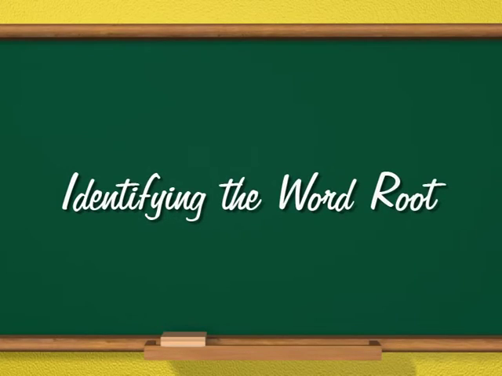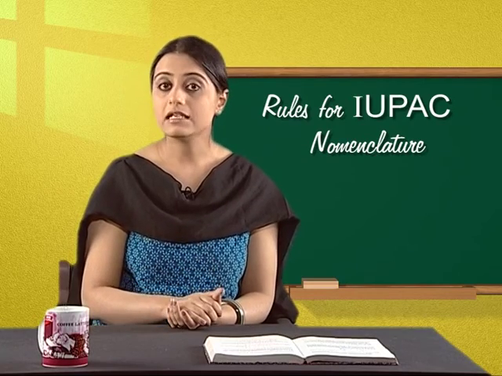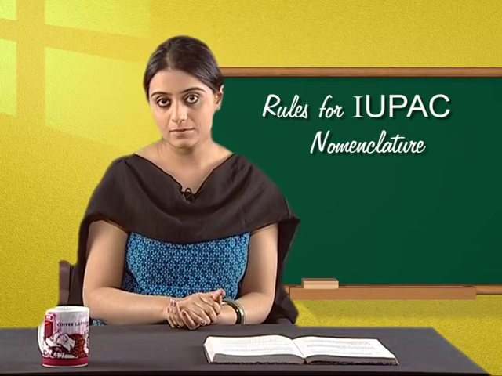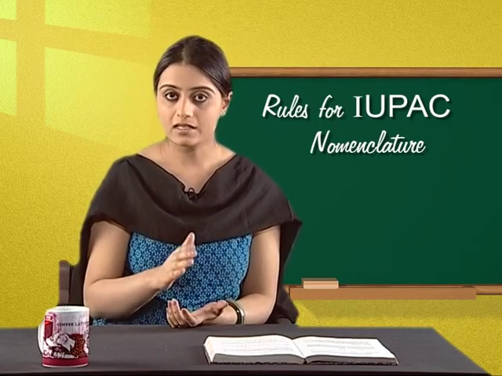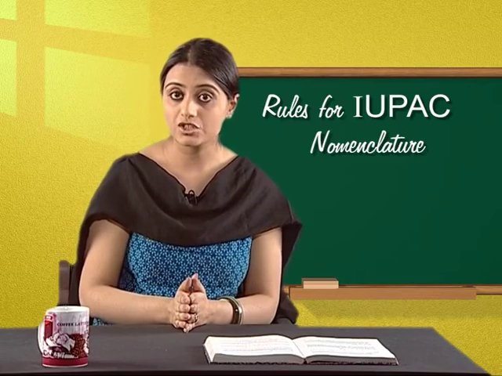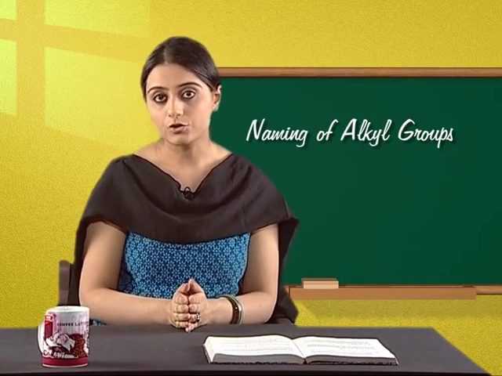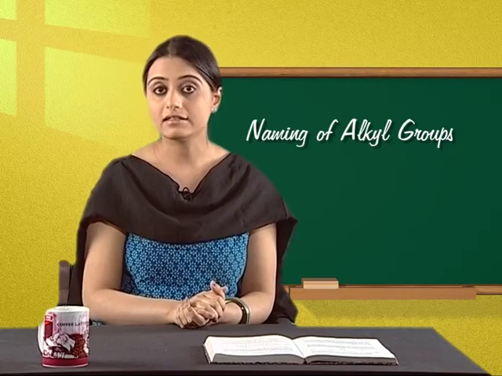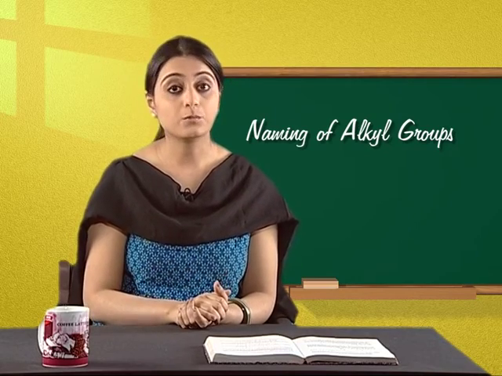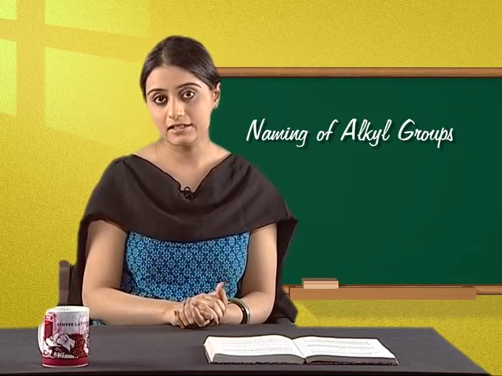Identifying the word root. The numbering of the carbon atoms in the longest chain tells the total number of carbon atoms present in it. For example, a compound having 6 carbon atoms in its longest chain will be named as hex. Naming of alkyl groups. Names of alkyl groups attached as a branch are then prefixed to the name of the parent alkane, and the position of the substituents is indicated by the appropriate numbers.